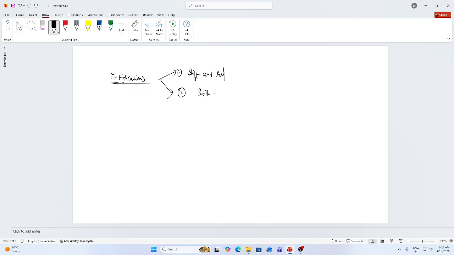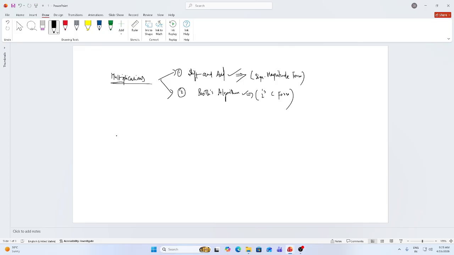Booth's algorithm. These are the two algorithms you are going to see. In this video we are going to cover the shift and add method, and in the next video we will cover Booth's algorithm. When the data is represented in sign magnitude form, we will see how to perform multiplication using the shift and add method. Similarly, when the data is represented in 2's complement form, we will see how to perform multiplication using Booth's algorithm.